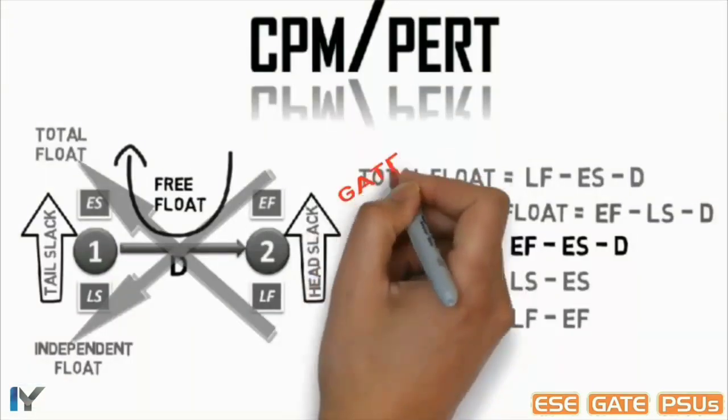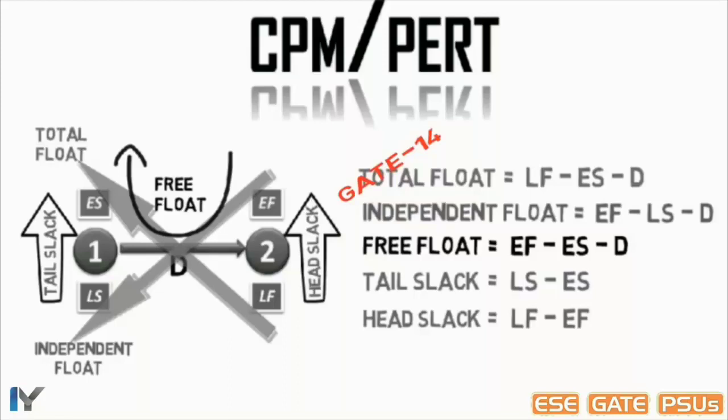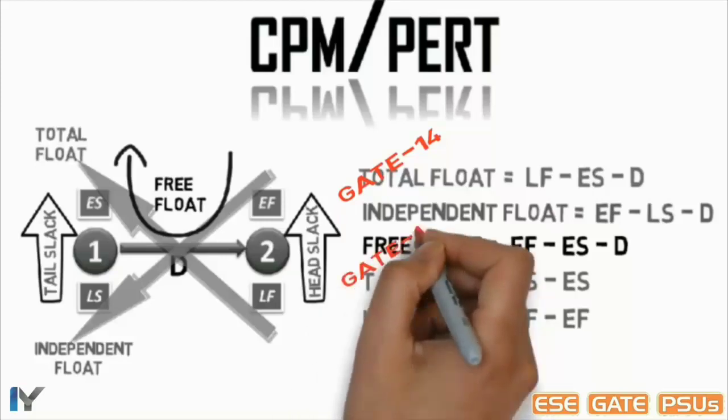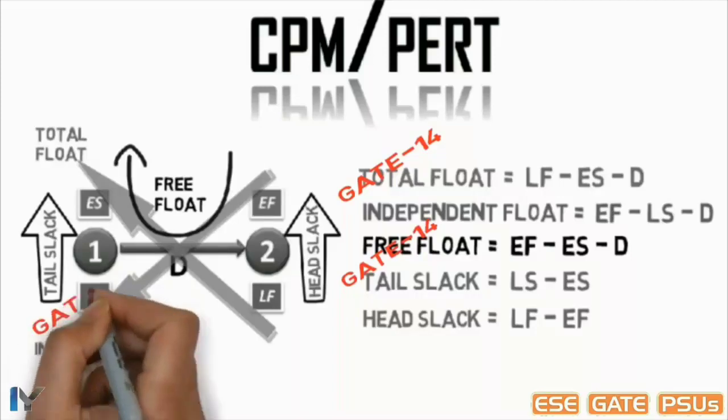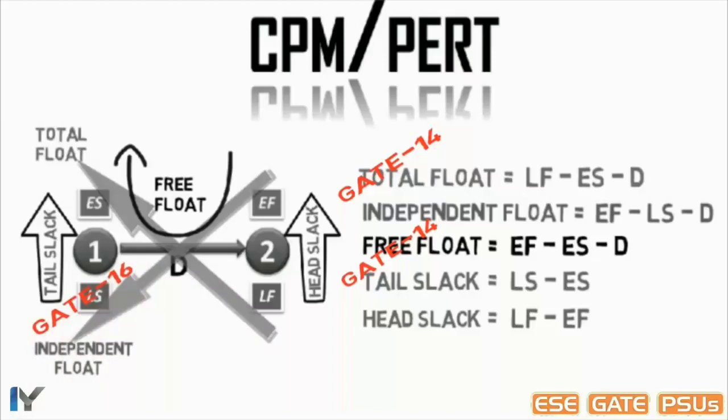In GATE 2014, directly a chart was given containing an activity list with their durations, and total float of 2 activities was asked. So after making the network diagram, we can easily calculate total float of any activity by using this formula. In another set of this year, a network diagram was already given. Project duration and free float of an activity was asked. In GATE 2016, a network diagram was given in which latest start time for an activity was asked.